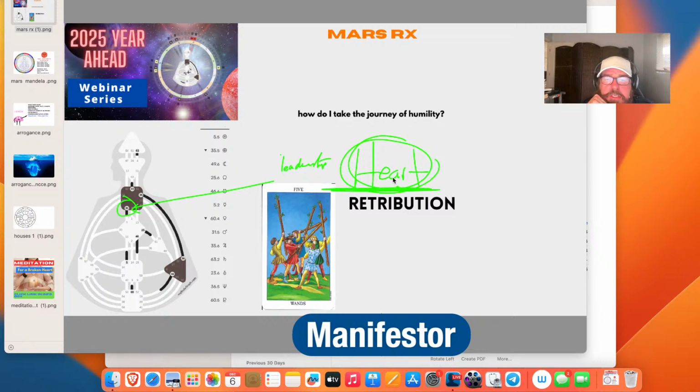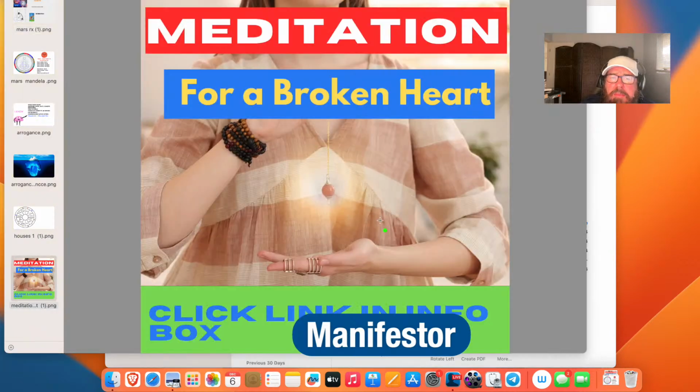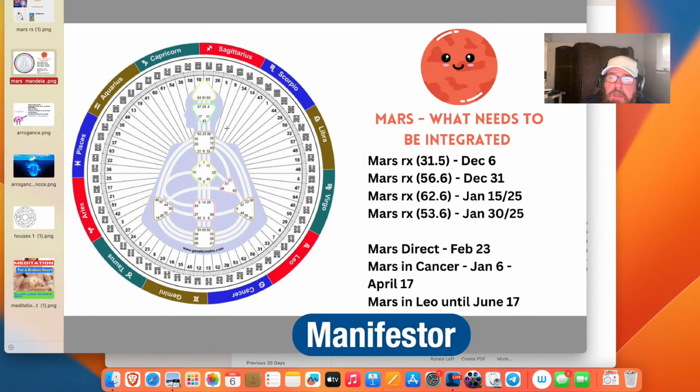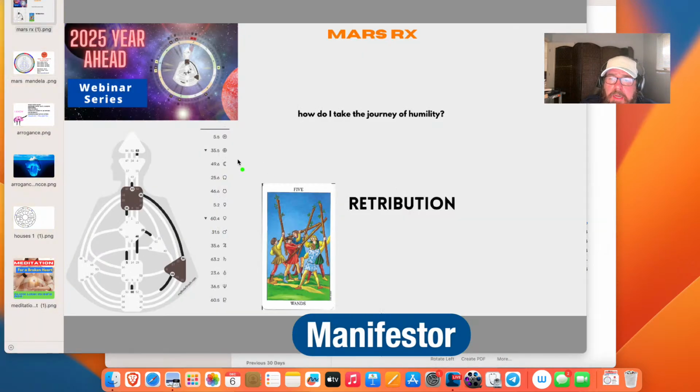So that's what I would suggest, manifestors, especially if you're feeling numb, like, oh, I'm not really feeling anything, I don't really relate to this. That is not a good sign if you're feeling numb and you're not feeling anything right now in your heart. That's a good sign that you have some repressed emotions. And Mars retrograde is going to bring it up, right? It's going to bring up the anger. And then what's under the anger is the fear and the grief, right? And that's the broken heart.